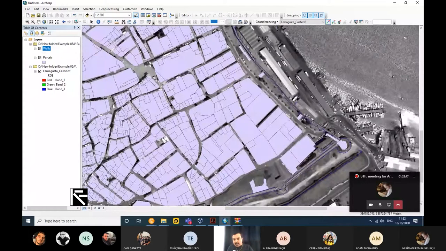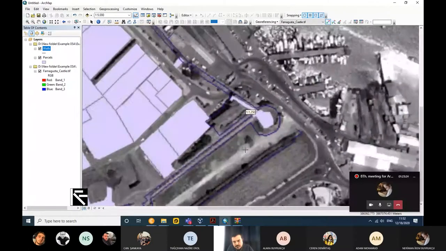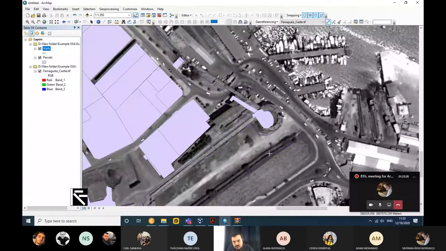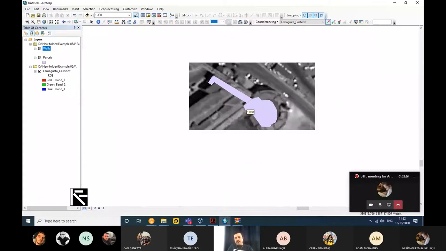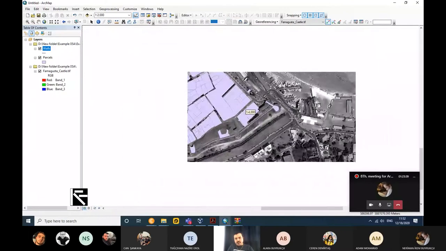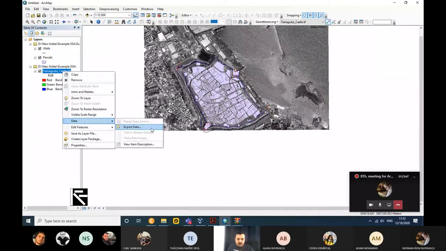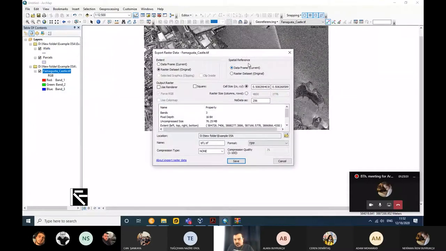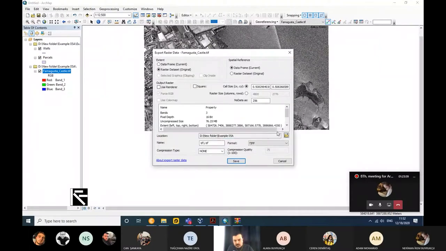But if you wish, you can add some other points. For instance, let's find somewhere else. Maybe I can say that this point comes to here. Yeah, almost fine. And after that, you need to export this one. Data, export data. The current situation, you need to choose a location. You will see the example file. Don't go inside of it. Just choose it and give a name. Let's say based. Hit save.